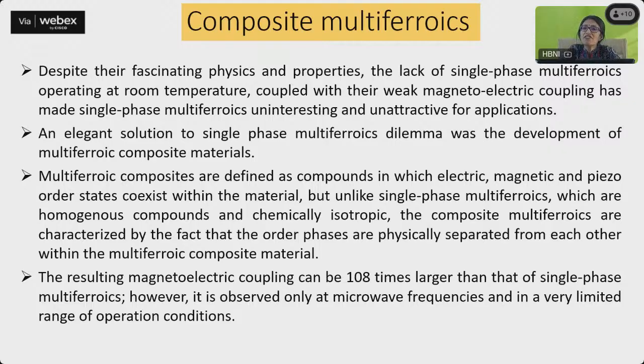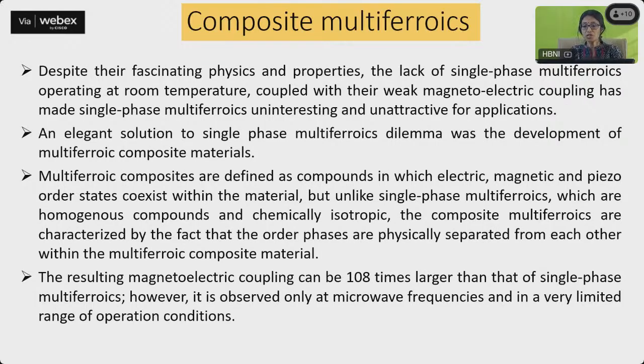Why? Because there are very few single phase multiferroic materials which operate at room temperature. Many of these multiferroic materials operate not at room temperature but at very, very low temperature. And if a material shows multiferroicity at a very low temperature, then its application is very restricted. Also, the magnetoelectric coupling which you see is very low. So whenever you are looking for applications, you have to look for materials which show multiferroic nature at room temperature, and where this coupling is also very strong.